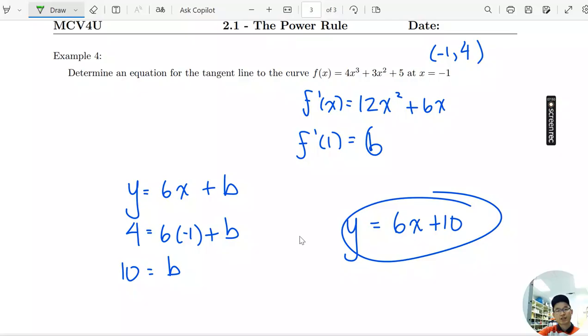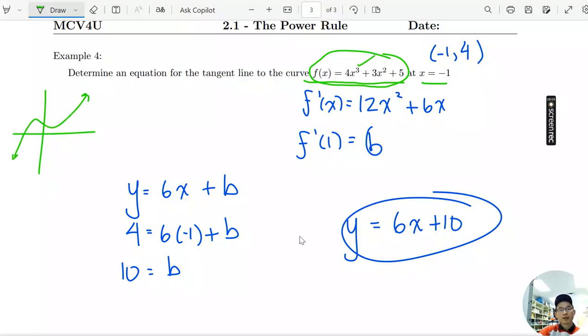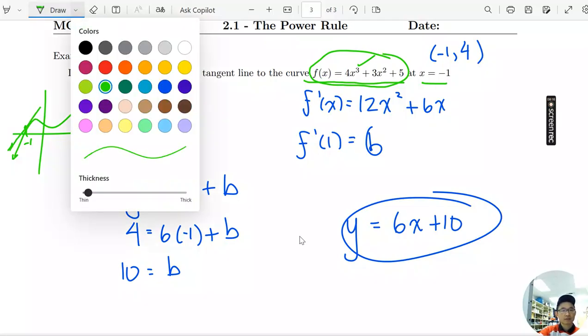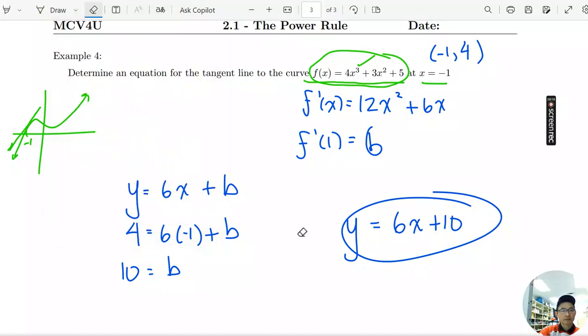Determine the equation for the tangent line to the curve of that. So it's asking you to, I don't know what this graph looks like, so I'm just going to draw a random sketch. I do know it's cubic, so it's going to look, I don't know, something like that. Tangent line to the curve at x equals -1. So it's asking at x equals -1, what is the equation of that line? The tangent line.